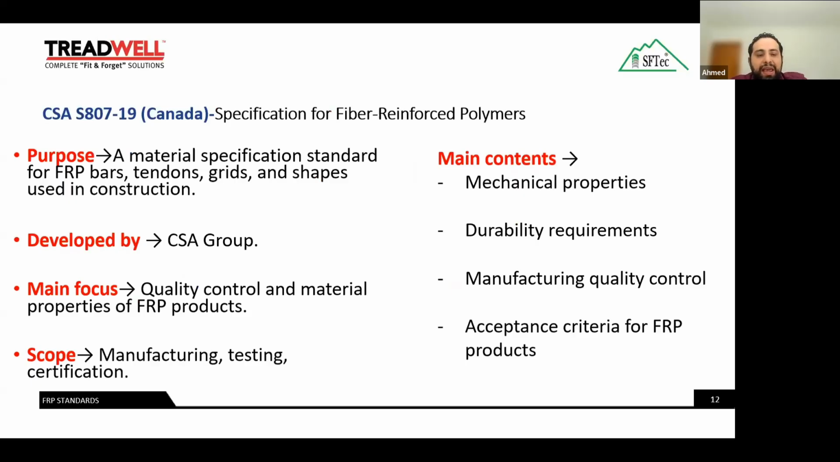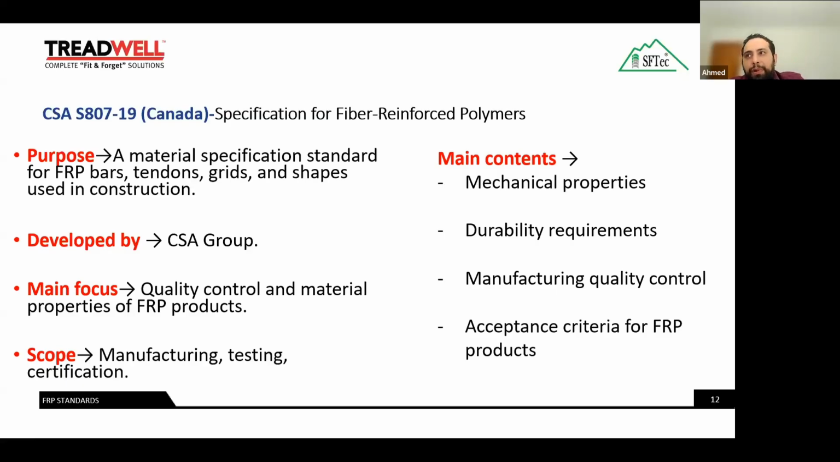Firstly, we will start with CSA S807, a Canadian specification for fiber reinforced polymers used in construction and certification of materials. The main focus of this standard is the material characterization and quality control. That means how we can test the bars, how many lots we need to test to qualify and certify these bars, because if we take a look at CSA S807, we will see separate columns for manufacturers, how they can certify their bars, their lot, their bar size, their each diameter and everything.